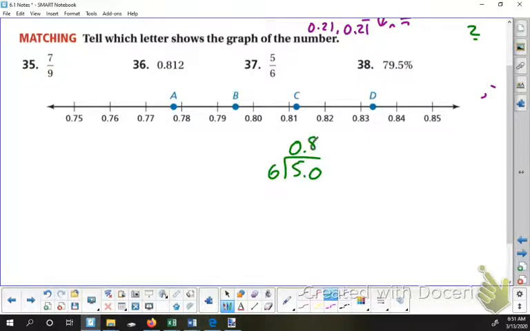6 into 50, 8 times, that's 48. Subtract, add a 0. That goes in 3 times, 18. Subtract, 2, there I am. I'm already repeating. So 5/6 equals 0.83 repeating. Okay, so 0.80, 0.81, 0.82, 0.83 exactly, 0.83 repeating. Yeah, it looks like the letter D. The letter D represents number 37.